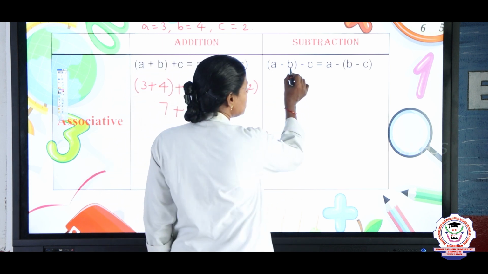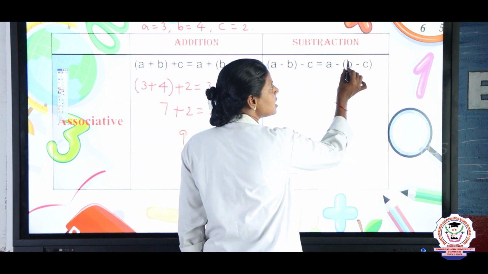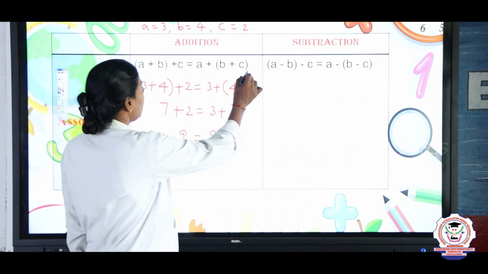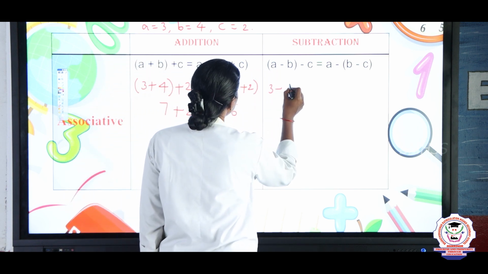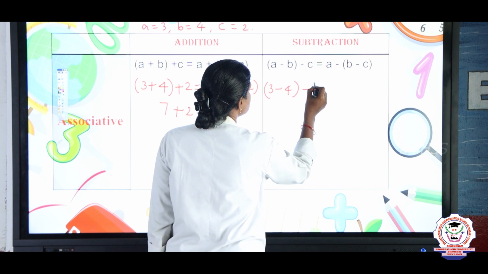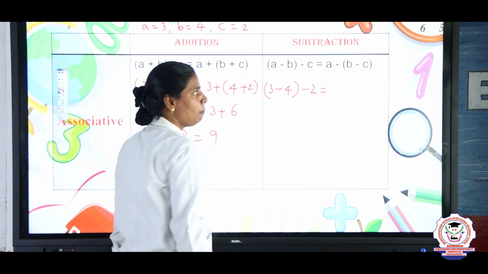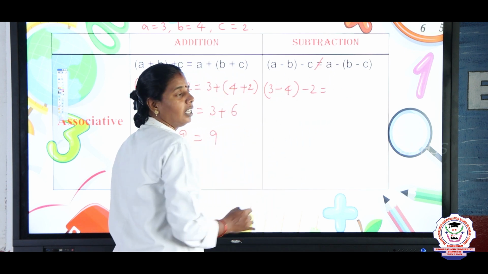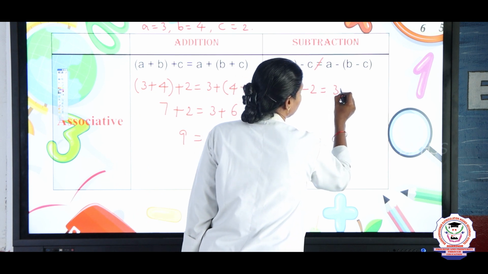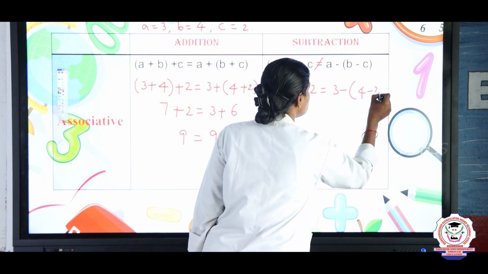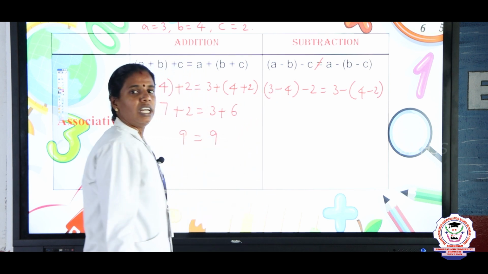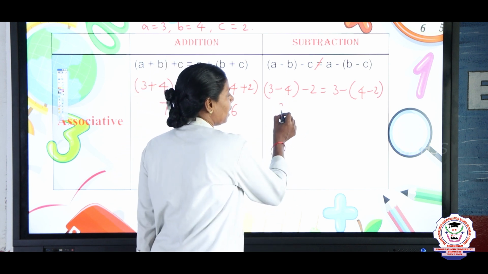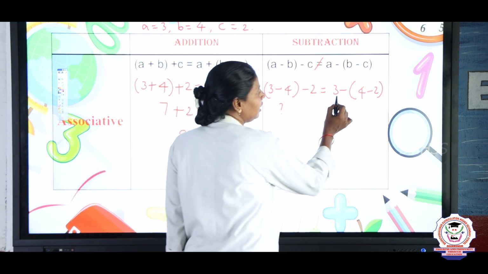Here (a - b) - c versus a - (b - c). Whether it will be equal or not equal, we are going to verify now. (3 - 4) - 2 is compared with 3 - (4 - 2). Here the condition will not be equal. Just substitute the values first and we will verify this. See, 3 minus 4. Can you subtract 3 minus 4? 3 is smaller than 4, right? So you can't subtract this and we can't find the answer.